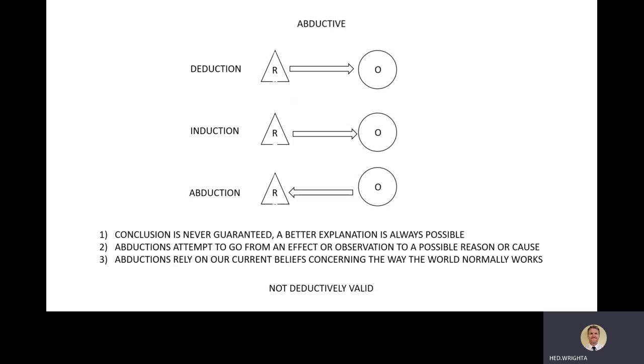It is not deductively valid, and by that, what it means, like I say, is that there is always a better explanation. There could always be a better explanation if we get more information, if we have more knowledge, if we have more premises. It is the likeliest, most probable explanation of what has happened. So that is, very briefly, an explanation of the three main arguments.